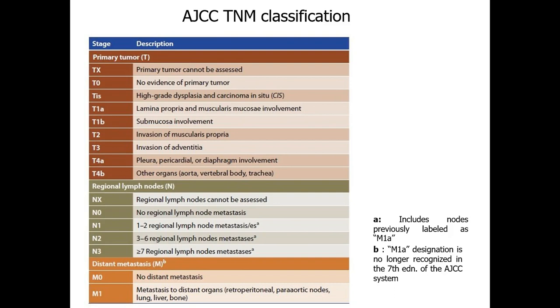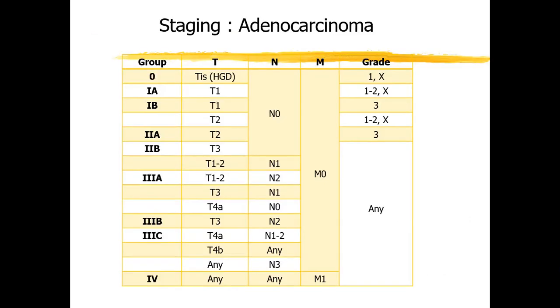Lymph nodes, when there is no regional lymph nodes, N0, when 1 to 2 and so on, N1, N2, N3. When there is no distant metastasis, M0, and when there is a distant metastasis, it is M1.